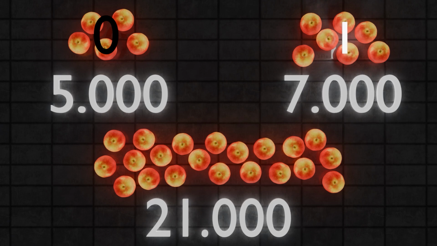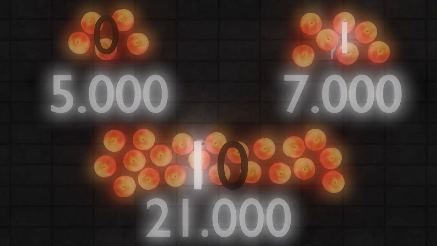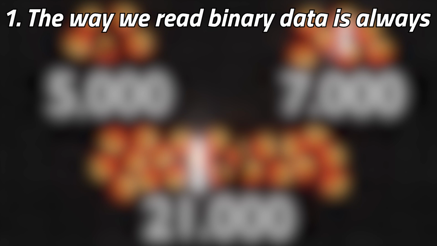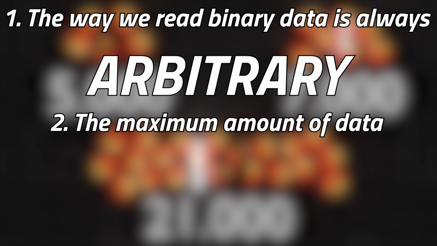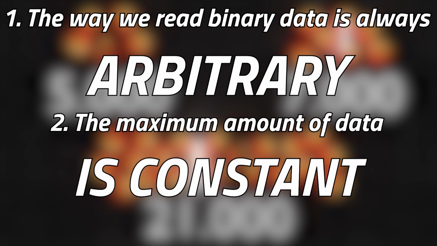Well, we could fix it by adding more digits, of course, and there are two points I'd like you to take away from this segment. First of all, the way we read binary data is always completely arbitrary. And second, the maximum amount of data any bit of binary can represent is always constant. So for example, this number right here can mean anything depending on how you read it, but 8 digits can always represent a maximum of 256 different numbers. Why? Well, let's start the simplest way to save numbers.